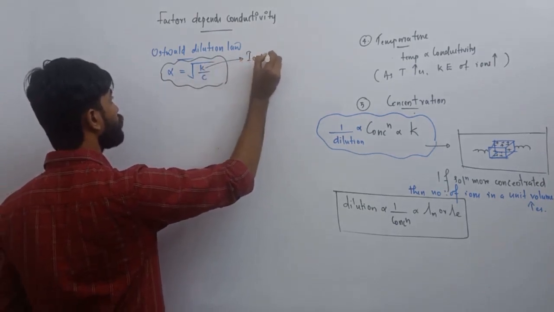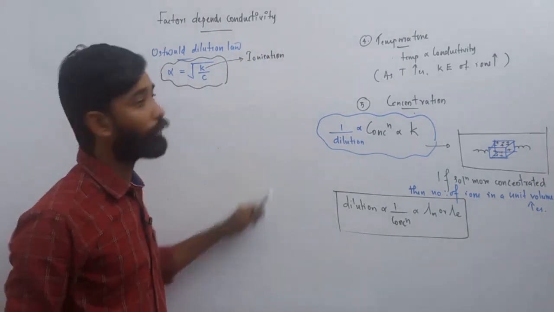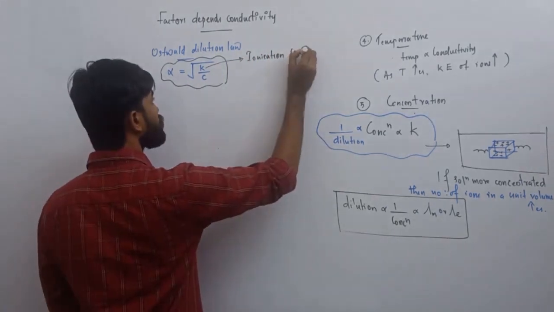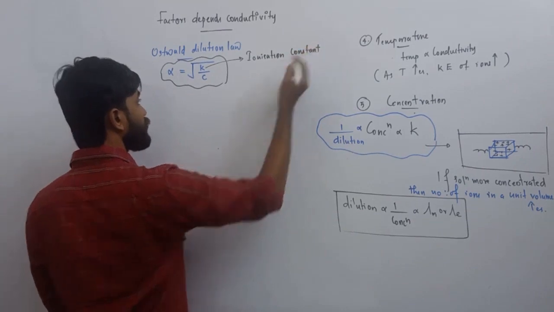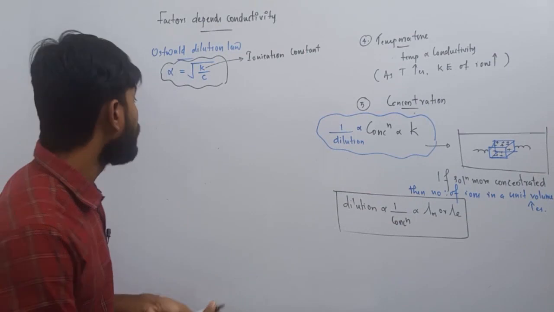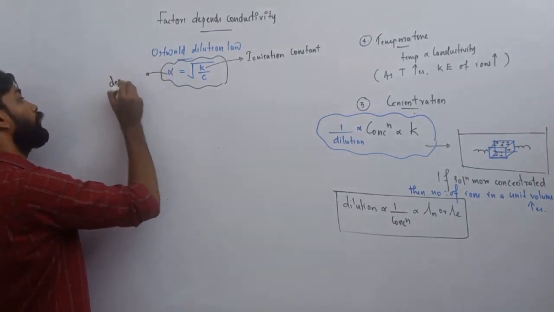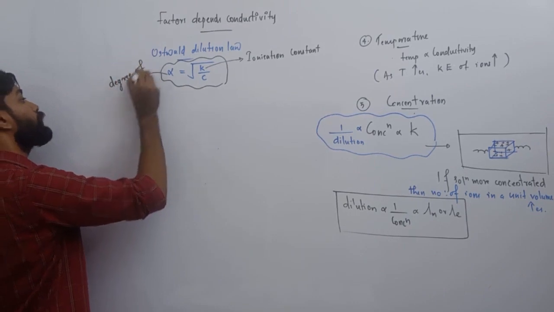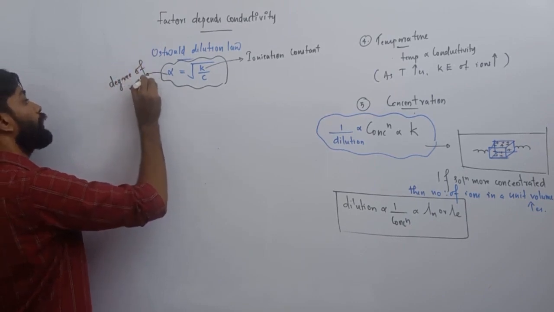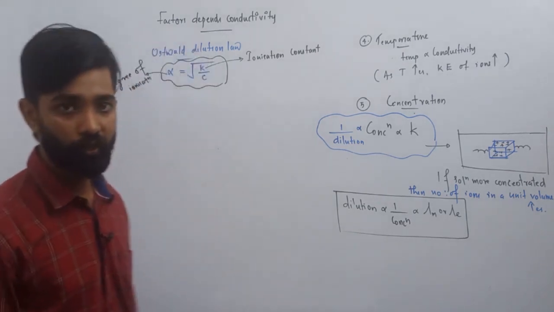that we have already discussed in your equilibrium chapter. Okay, this is the ionization constant. What is this one? Degree of ionization. I think you are familiar with this degree of ionization. So degree of ionization and concentration are inversely related.